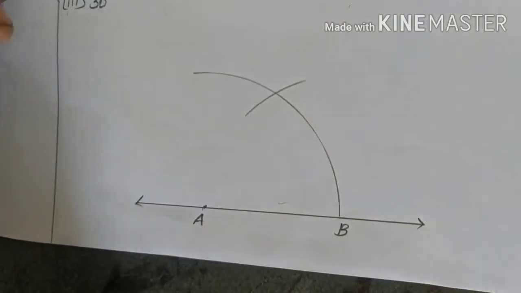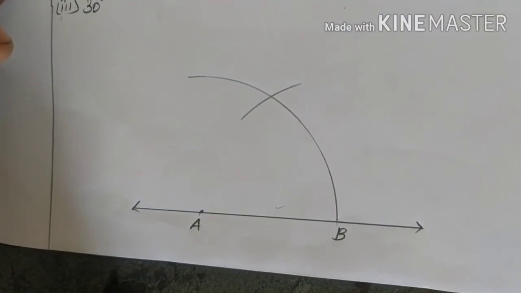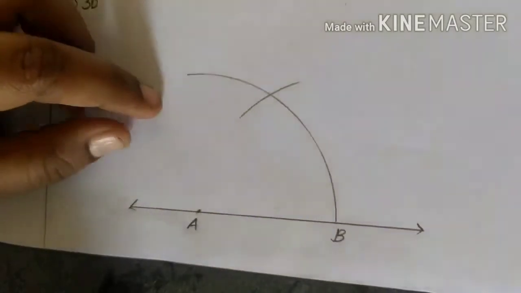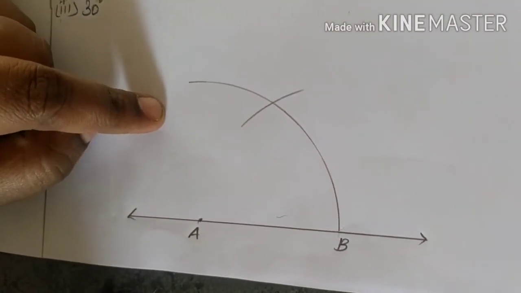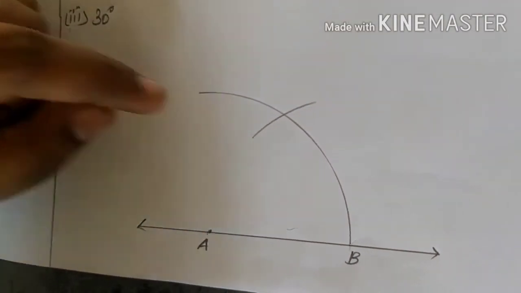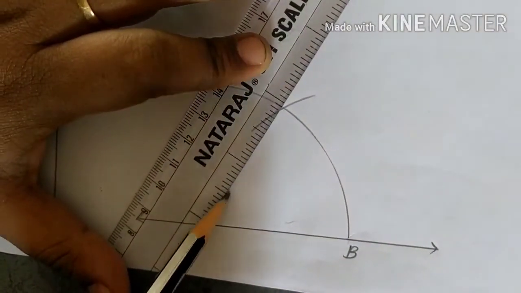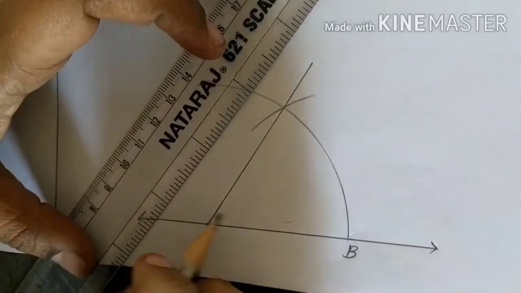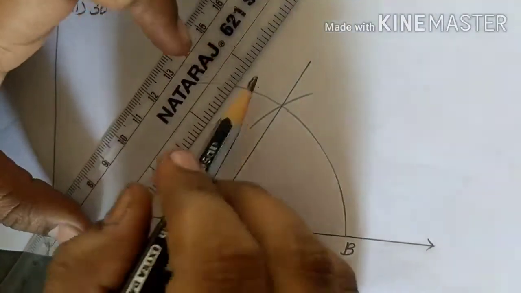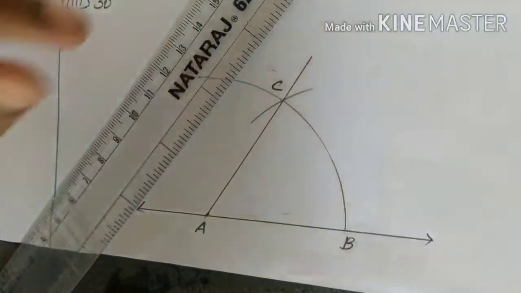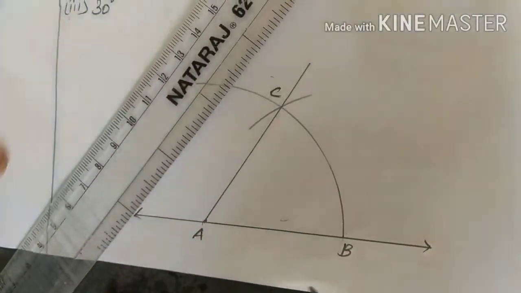Now I got 60 degrees. If I join this, I will get 60 degrees. But my question is to get how much? 30 degrees. So first I am going to join this. Join. Next, this is the point C. I have drawn for 60 degrees. Now I am going to complete for 30 degrees.